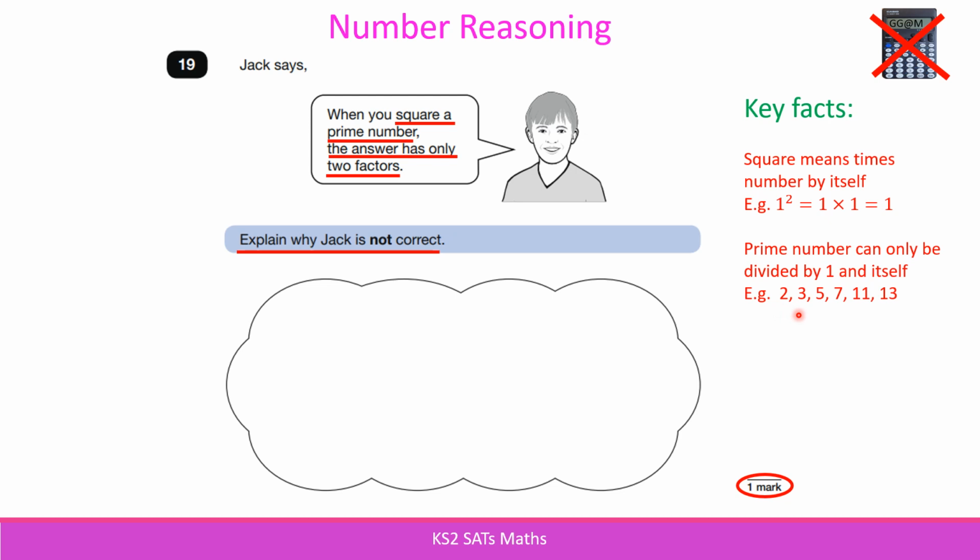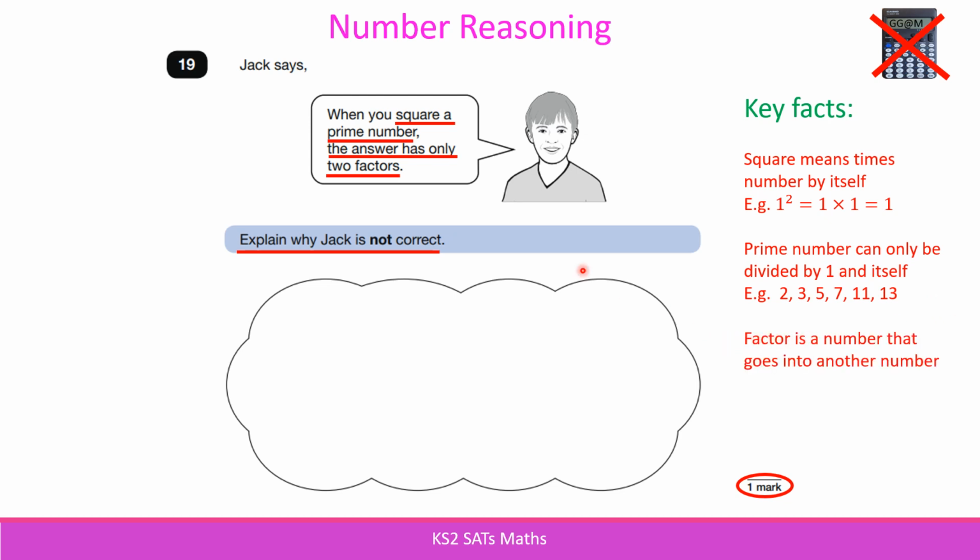3 can only be divided by 1 and 3. 5 can only be divided by 1 and 5. 7 can only be divided by 1 and 7, etc. And these are all your prime numbers up to 13. There are more numbers than this, and it does carry on.